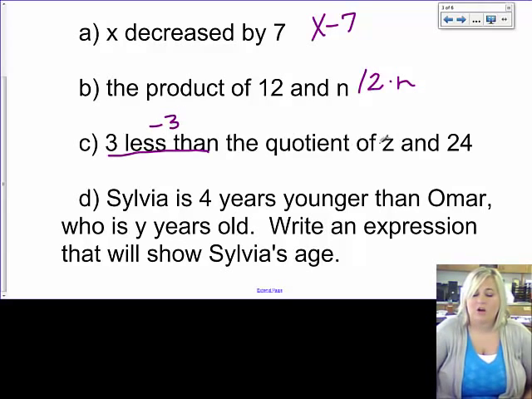The quotient of Z and 24. Quotient tells me that I'm going to divide, and I have to write these numbers in this order. So Z divided by 24, I can show as Z divided by 24. I hope you agree with that because a fraction bar means the same thing as dividing. And then I have to have 3 less than this, so I'm going to say minus 3.